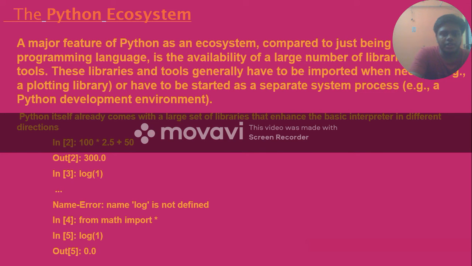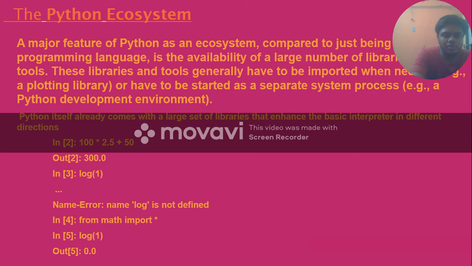Python ecosystem. The major feature of Python is being an open source programming language. It has a large number of libraries. These libraries and tools are imported and started as a separate system process, such as the Python development environment. Python itself has a set of large libraries and a basic interpreter in different directions. If we search for one type of Python, we'll get many interpreter languages.